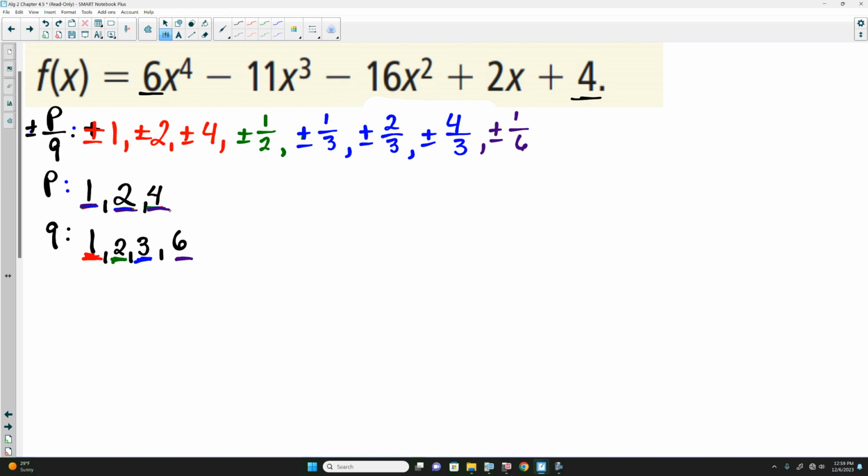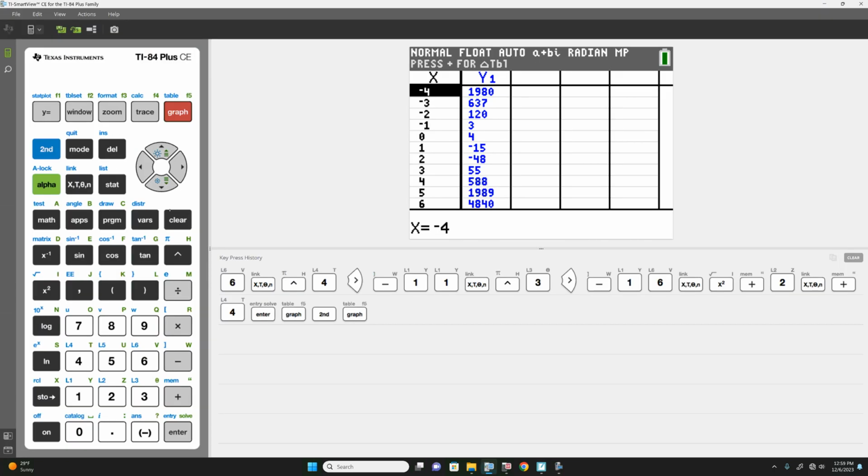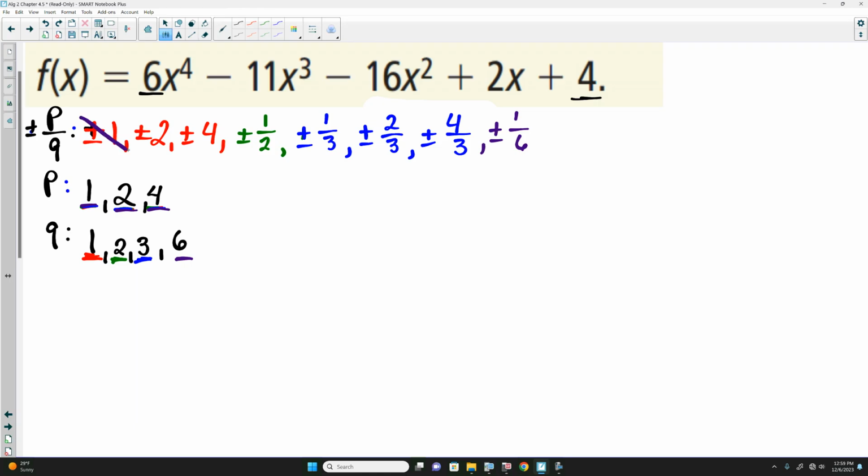Now the nice ones out of these are our positive or negative 1, positive or negative 2, and positive or negative 4. But if we look at the table for this function here, -4, -2, -1, 1, 2, and 4, none of those give us a y value of 0, meaning none of those work. We can already eliminate those out.